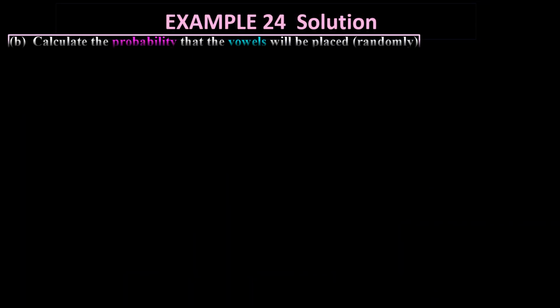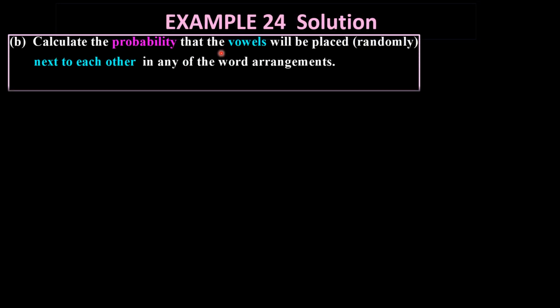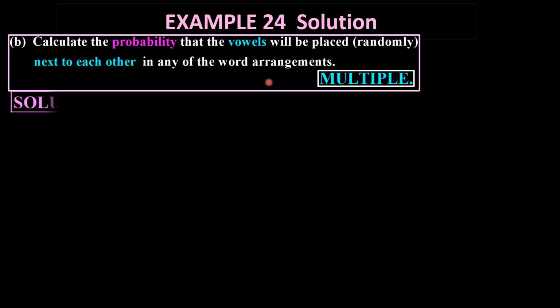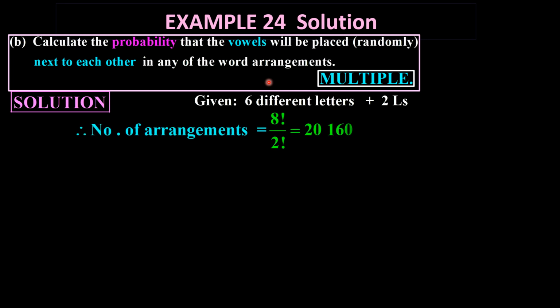Let's look at the second question here. We want to determine the probability that vowels will be placed next to each other in any random word arrangement. We've got the word multiple, and we recall there are 6 different letters and 2 L's. The number of arrangements of those 8 letters, considering there are 2 L's, is 8 factorial divided by 2 factorial. It gives me 20,160.